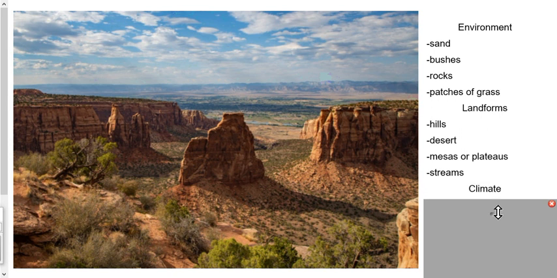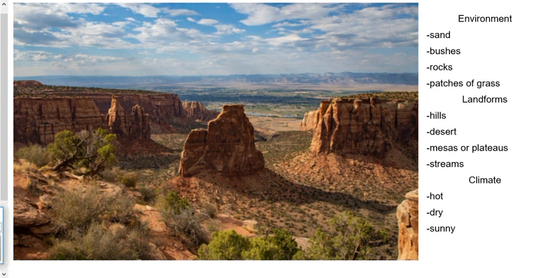And last but not least, we have the climate of the Southwest environment. The climate would have been quite hot, very dry, and very sunny. We know that the climate is hot, dry, and sunny because it is located in the desert. Now let's move on to some other photos.